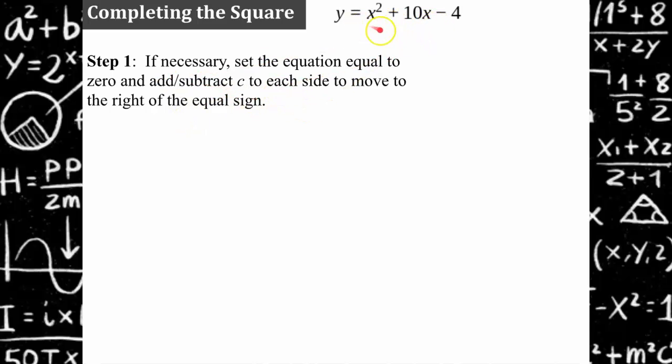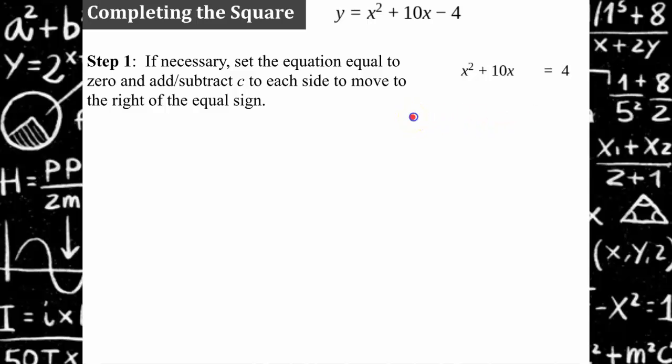So the first thing we need to do is set this up so that we can find our perfect square trinomial. So we're going to write x squared plus 10x, and we're going to add 4 to each side of the equation. So when I add 4 to this side of the equation, I'm left with just x squared plus 10x, and I have positive 4 on the other side.